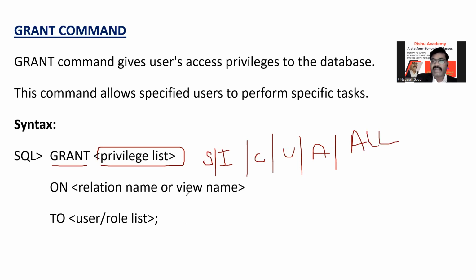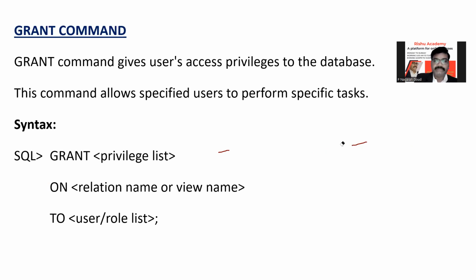If you write only select, then select is granted to so-and-so user. If I write all, all the privileges are granted to so-and-so user on so-and-so table. So you need to write the list of privileges here. Then there is the keyword on. You need to specify the table name or view name. Then another keyword, to, followed by the username, to whom you want to give the privilege. Grant list of privileges on so-and-so table to so-and-so user. This is the general syntax to grant privileges to a specified user.